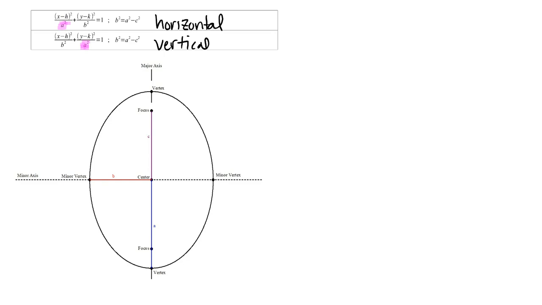I'm showing you a picture of the vertical orientation, and I want to point out just a couple key features. I've already mentioned the distance between the center and the vertex is A. The distance between the center and the minor axis vertex is B. And then we have the distance between the center and the focus is C.